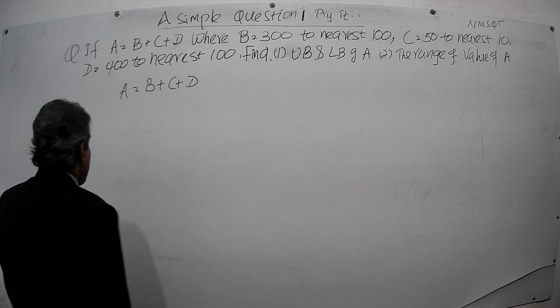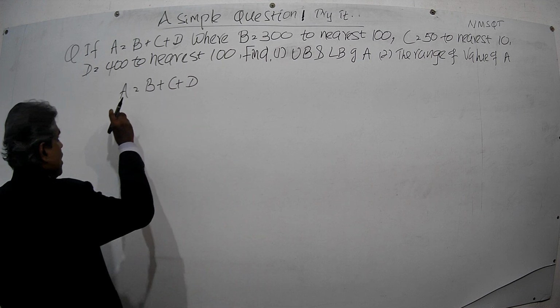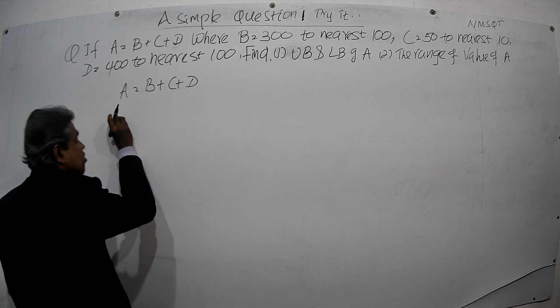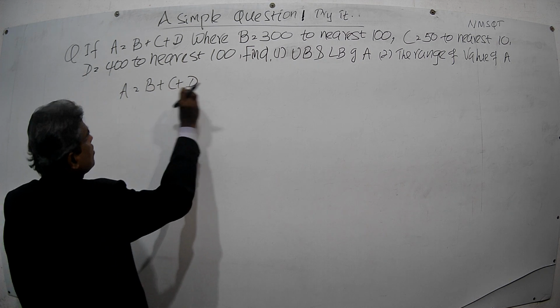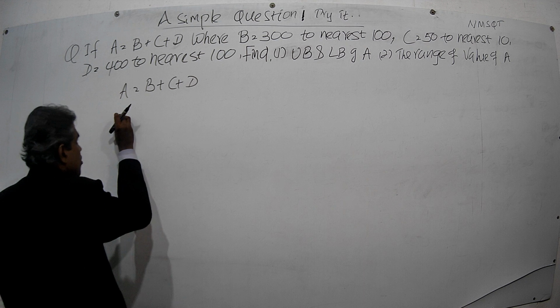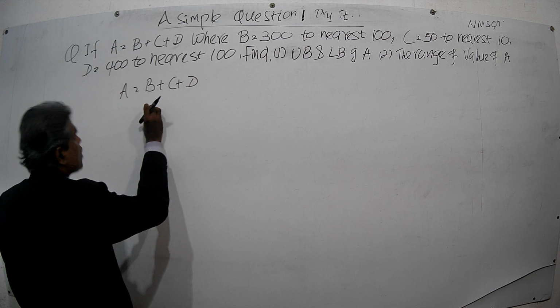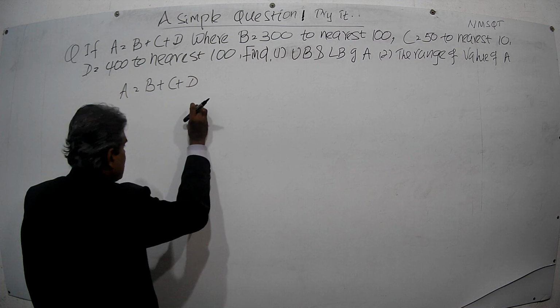Therefore, the lower bound of A equals the sum of the lower bounds of these three. Therefore, the lower bound of A equals the lower bound of B plus the lower bound of C plus the lower bound of D. We will write those equations.